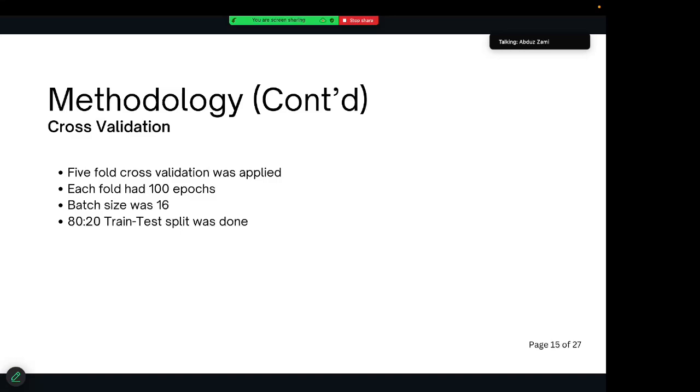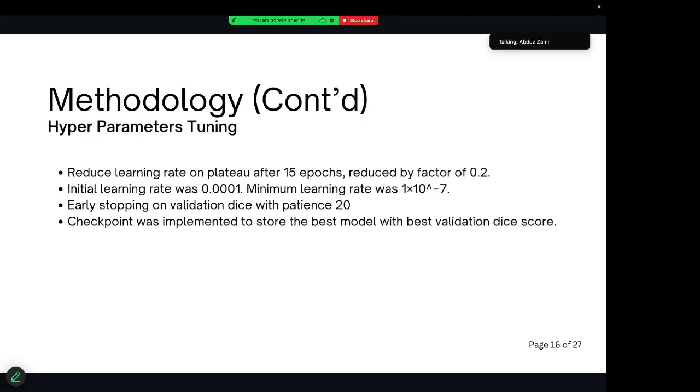We applied 5-fold cross-validation technique with each fold having 100 epochs. Batch size was kept 16, and an 80-20 train-test split was done. Hyperparameter tuning is pretty crucial for training deep neural networks, especially for us. We set the initial learning rate to 0.0001 and the minimum threshold was 10^-7.